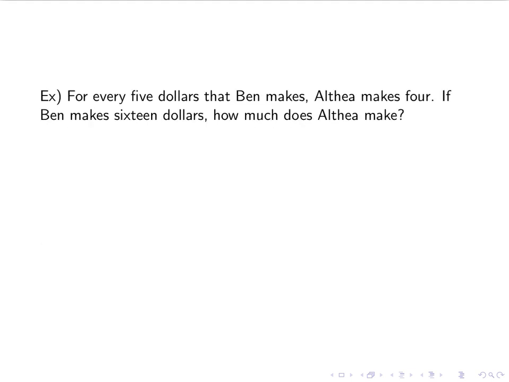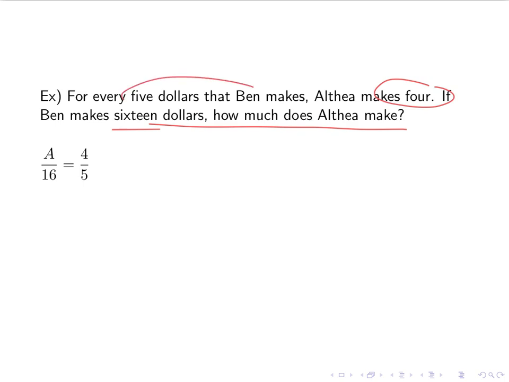For every $5 that Ben makes, Althea makes 4. If Ben makes $16, how much does Althea make? So we're comparing dollars to dollars, so this would be a ratio. And we're looking at Ben and Althea. So we want to know how much Althea makes, so we're going to set up our proportion to have Althea on top and Ben on the bottom. So our unknown, I'm going to call it A for Althea, over the 16. And then it's 4 to 5 because Althea is on top and she makes 4. Ben makes 5. So A over 16 equals 4 over 5.